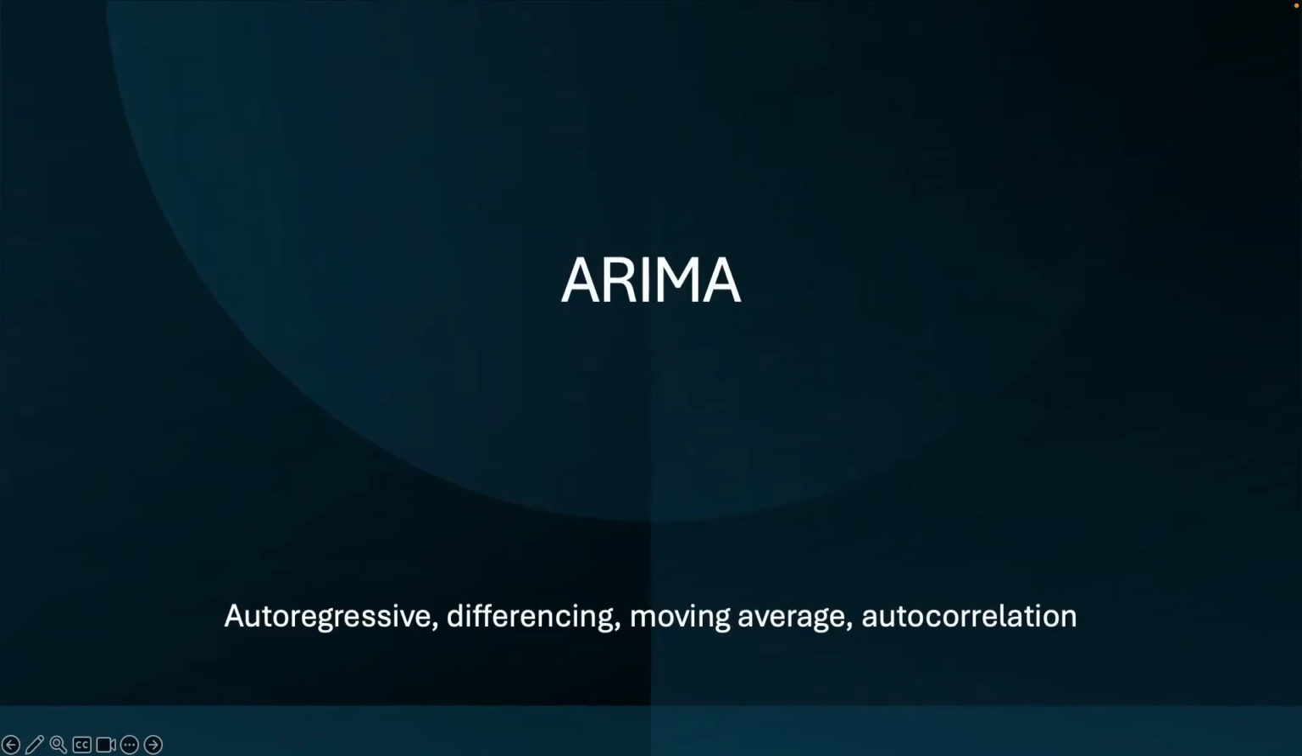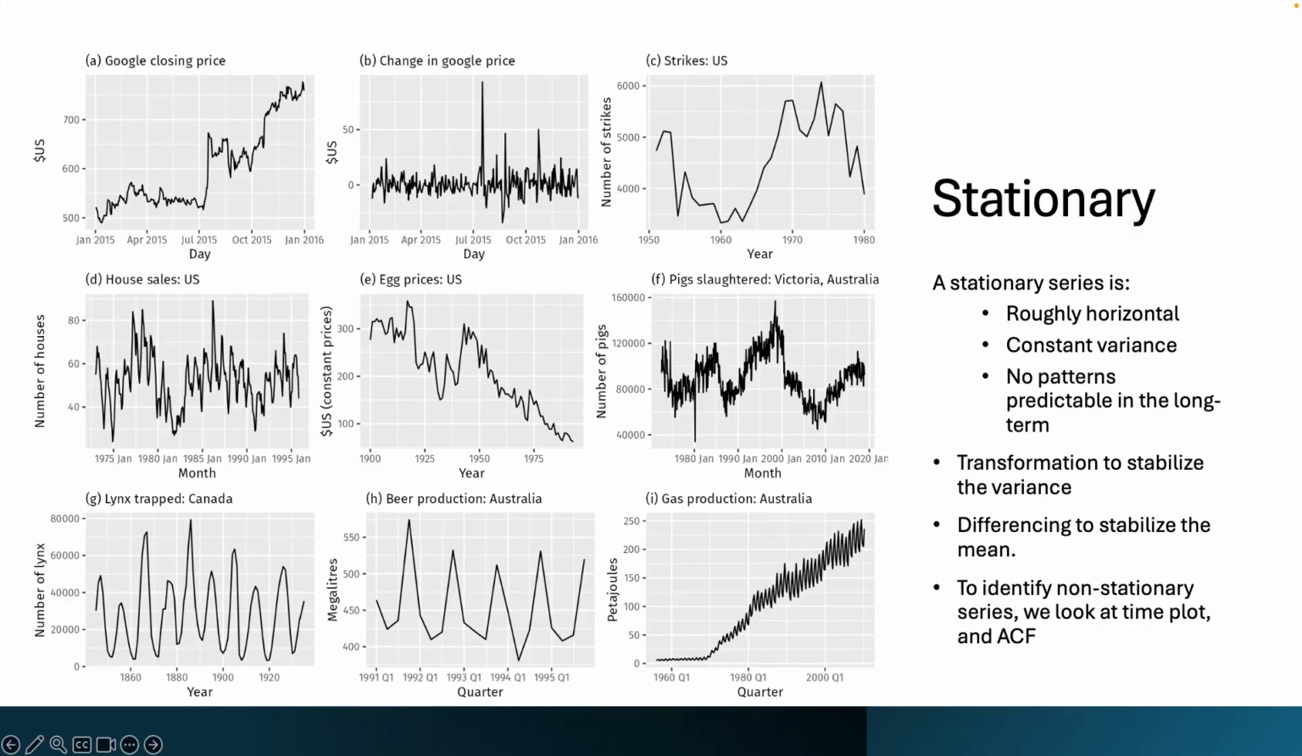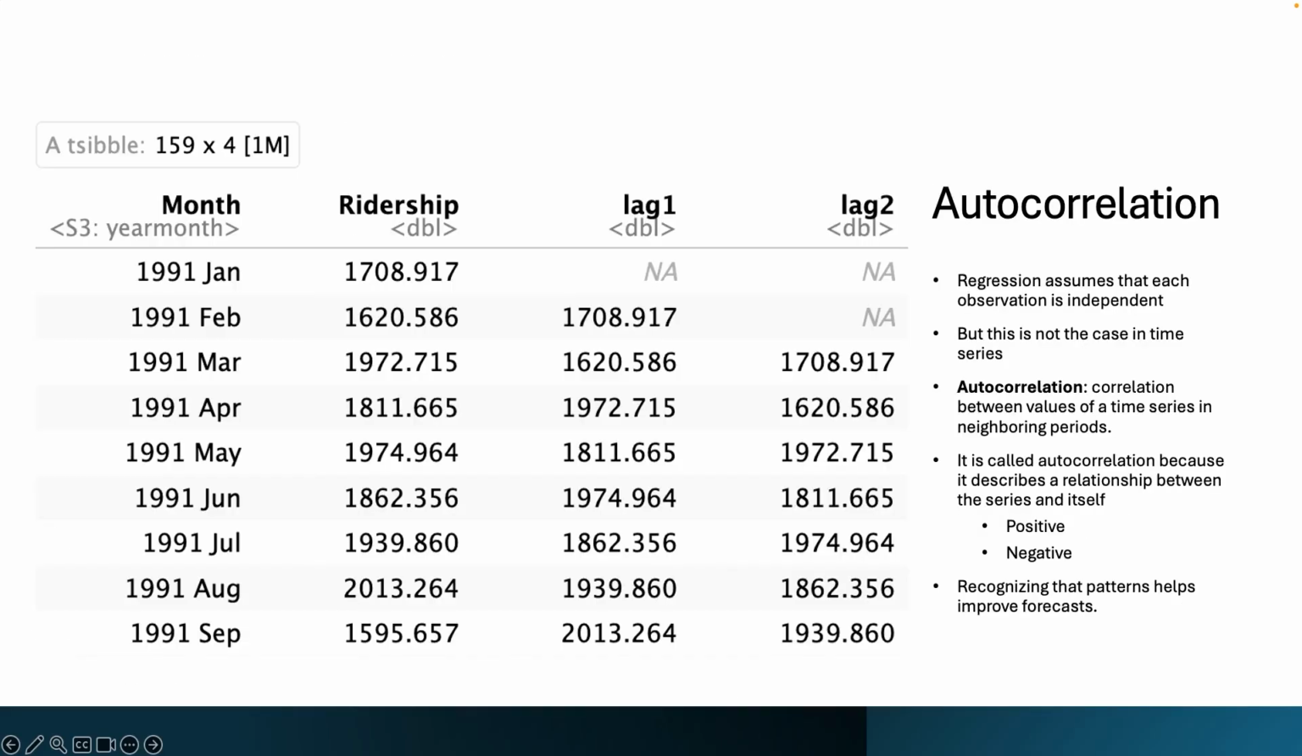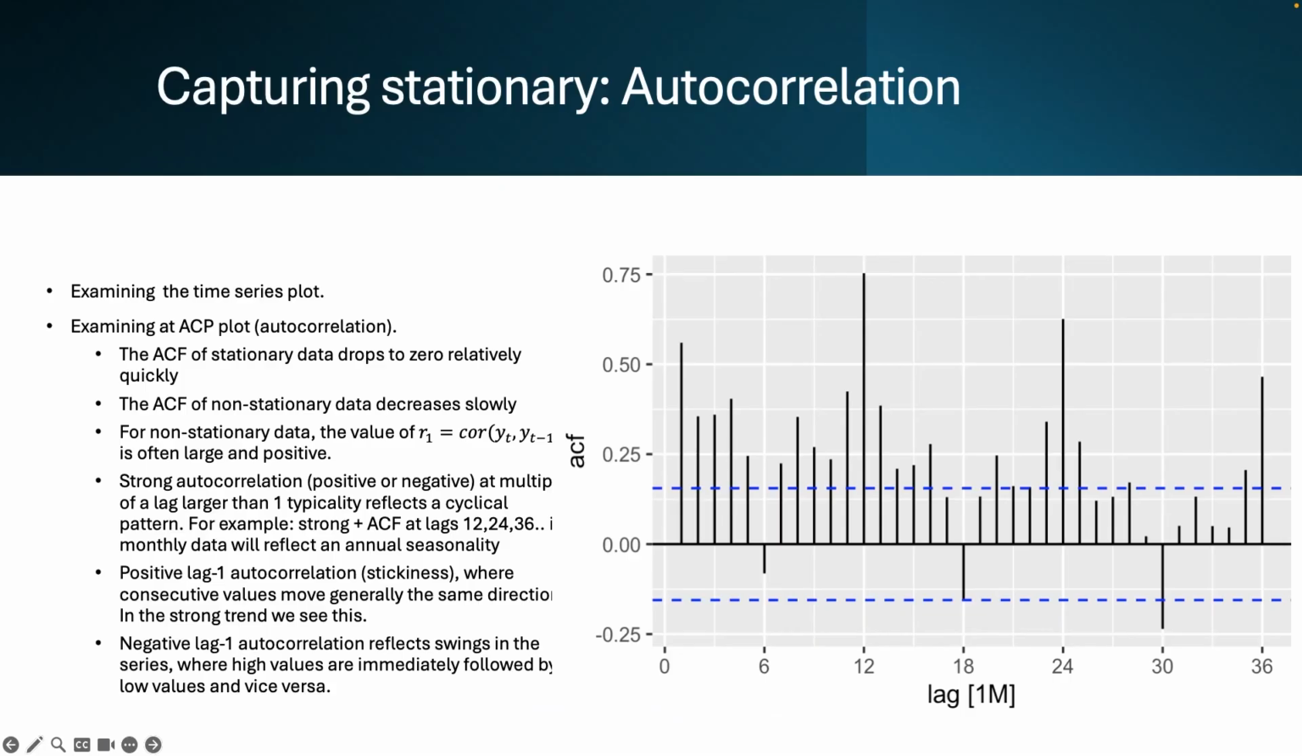Hello everyone. In the last lecture we started talking about ARIMA models. We talked about autoregressive, differencing, and autocorrelation. So today we are going to continue what we started with. We talked about stationarity and how to know whether the data is stationary or not, and some signs that show that the data is stationary. Also, we talked about autocorrelation, which is the correlation between the values of the time series in neighboring periods. Also, we gave some tips on how to capture stationarity using charts.